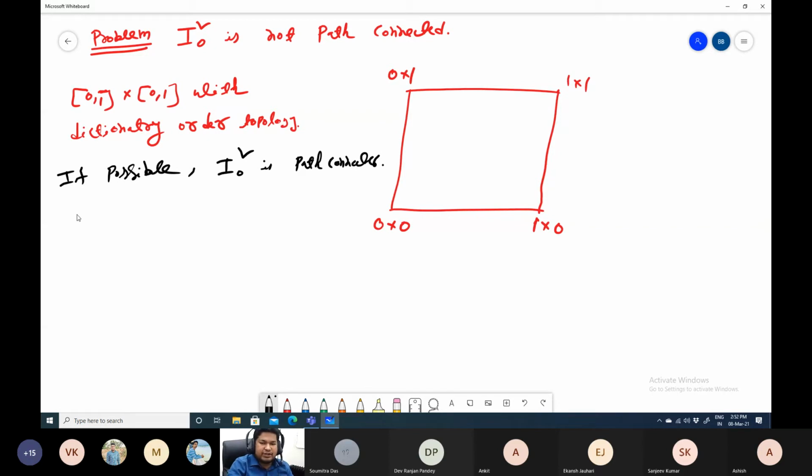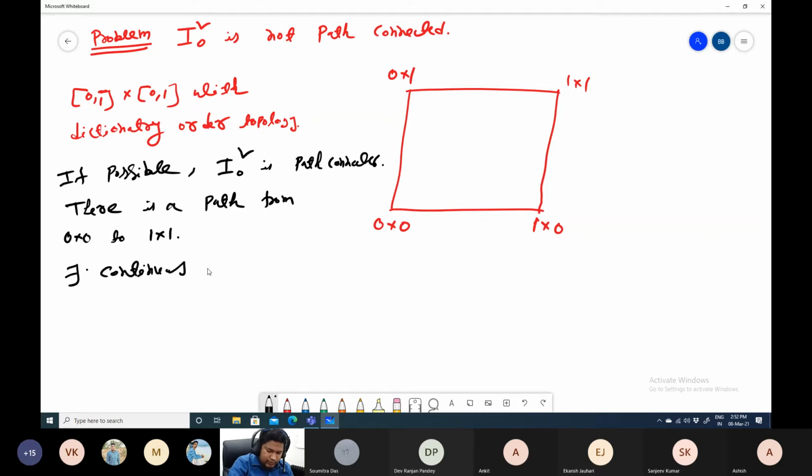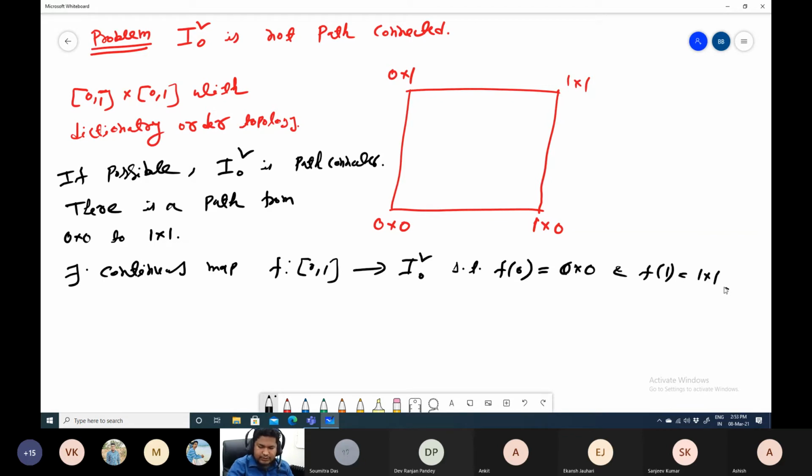Since we assume that this is path connected, there is a path from (0,0) to (1,1). That means there exists a continuous map f from [0,1] to this space such that f(0) equals (0,0) and f(1) equals (1,1). Now tell me, you have a path from this to this. What kind of path will it be? Can you draw the path?